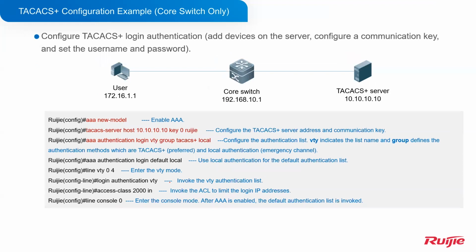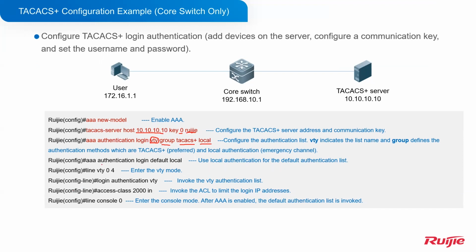Config Tacacs+ login authentication. Firstly, enable AAA: aaa new-model, tacacs-server host 10.10.10.10 key 0 Ruijie. Key 0 means it's plain text. And aaa authentication login VTY group tacacs+ local. Here, VTY is the name, indicating the list name, and the group defines the authentication methods, which are Tacacs+ and local authentication. So Tacacs+ and local.